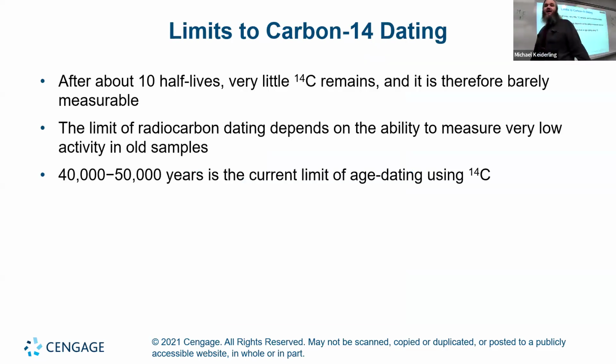So after about 10 half-lives, very little carbon-14 remains, and it's barely measurable. And the limit of radiocarbon dating depends on the ability to measure very low activity in old samples. So our current limit for carbon dating is somewhere in the 4,000 to 5,000 years. Now, I think we've gotten a bit better than that since this slide was written. But the 40,000 to 50,000 years is about the limit.